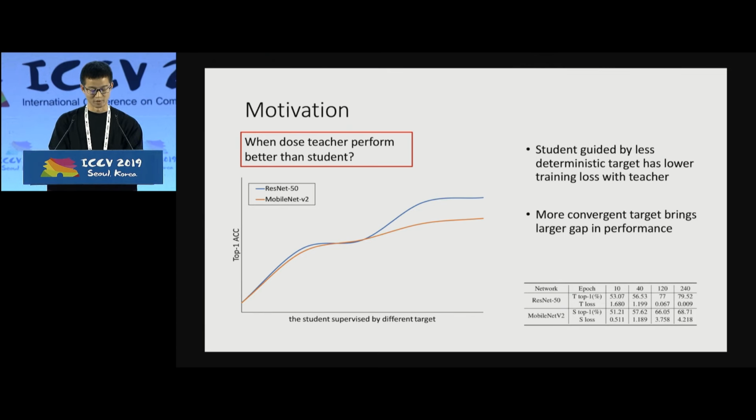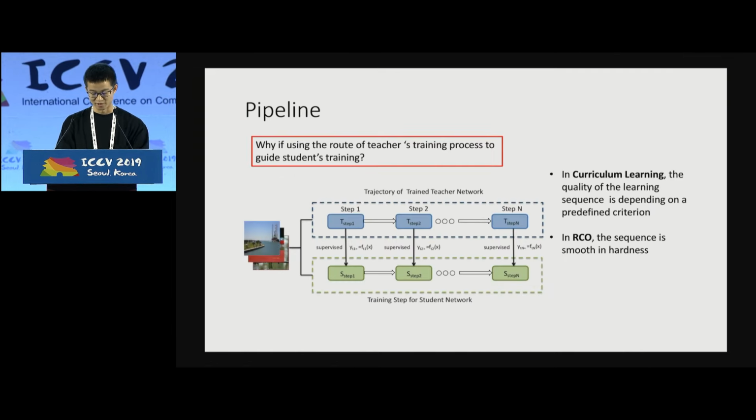We may wonder, when does the teacher perform better than students? Here we made an experiment in which we supervise students with different targets from the teacher. For example, the result in the first column of the table means that supervising the student with the teacher's 10th epoch would result in a student with comparable performance. Since both networks are initialized from scratch, we believe that they have similar performance at the very beginning of training.